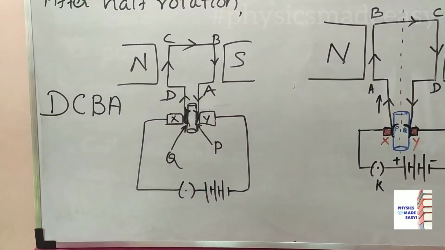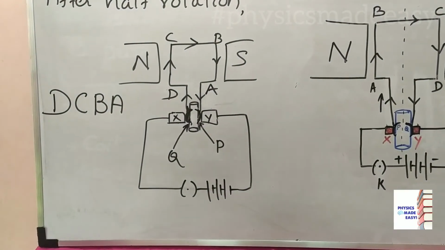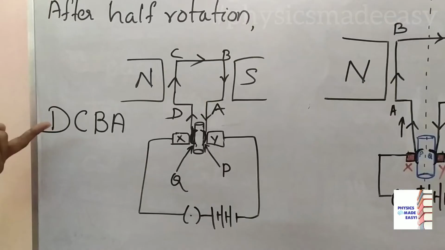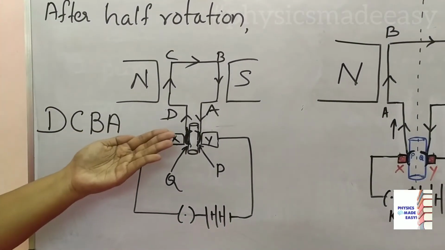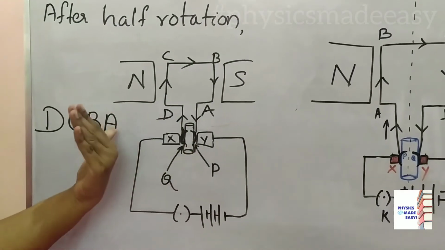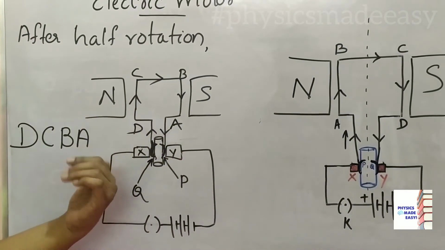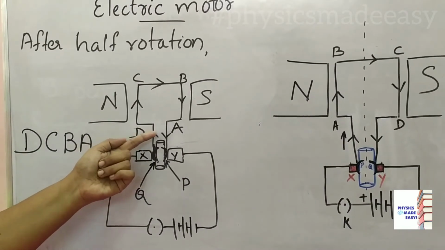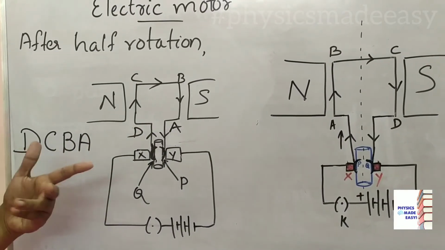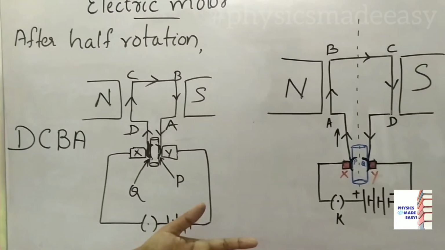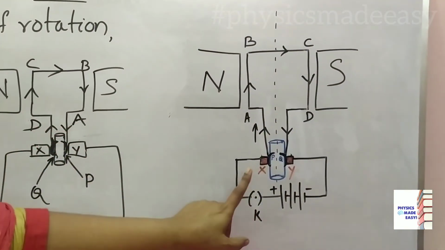You know, if the direction of current changes, the direction of force will also change. Then again this coil will rotate in the same direction as in the first part, so in anti-clockwise direction. Now one rotation is over. Then the next half of the rotation will happen in the same way.